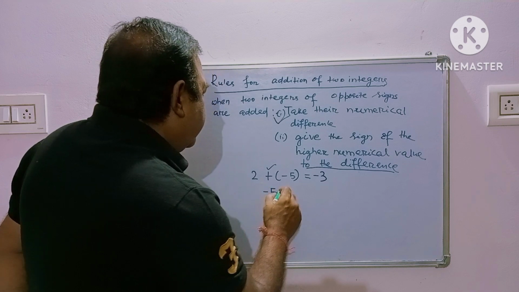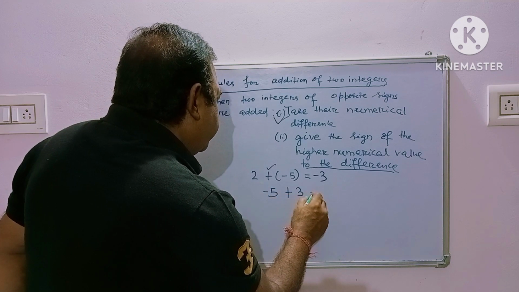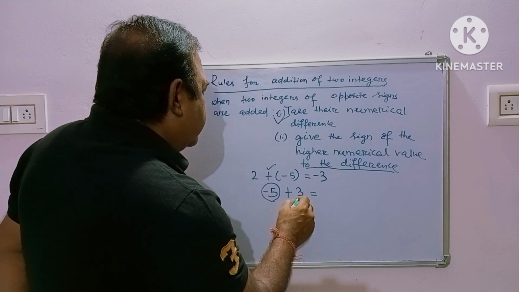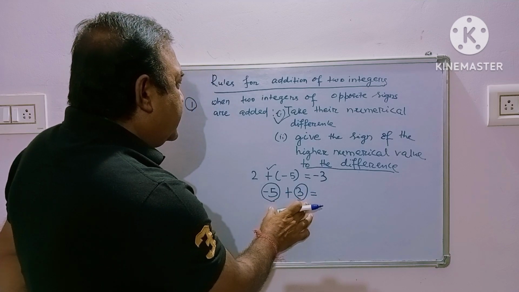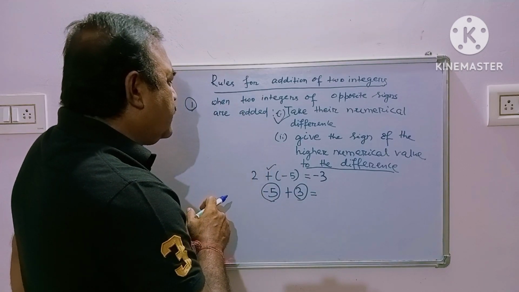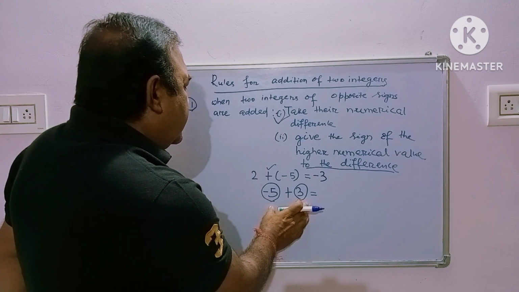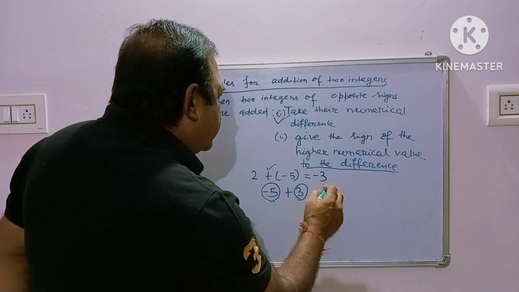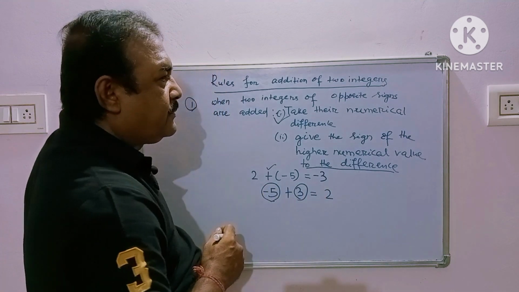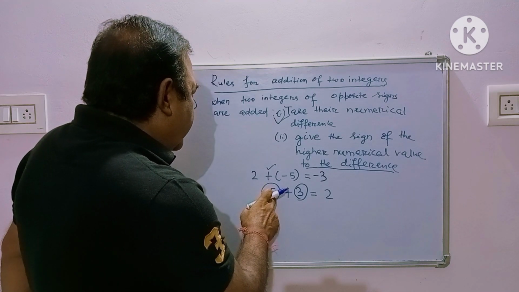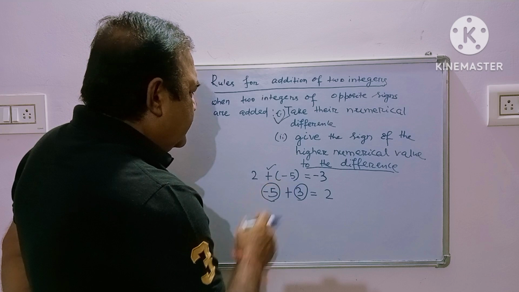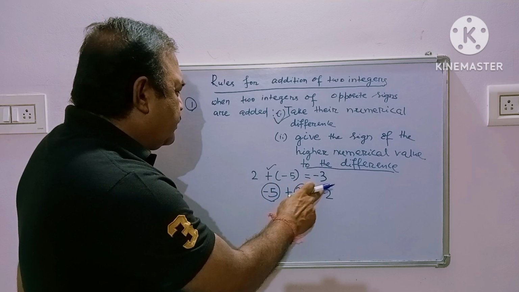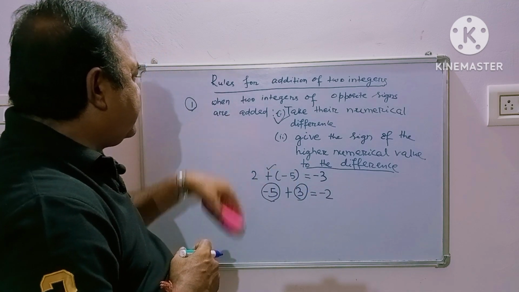So if I write like this, minus 5 plus 3, what do you do here? You see, it is a negative integer, it is a positive integer, and just we are adding. So what is the rule? We have to follow the rule. So we have to take their numerical difference. Here the numerical value is 5, here it is 3. So 5 minus 3, that is 2. And the higher numerical value 5 is with the negative sign. So we will have to give the negative sign here. So minus 5 plus 3 is equal to minus 2. So just you remember it.